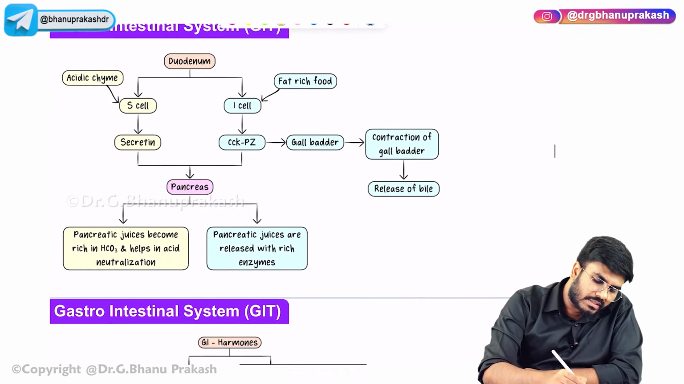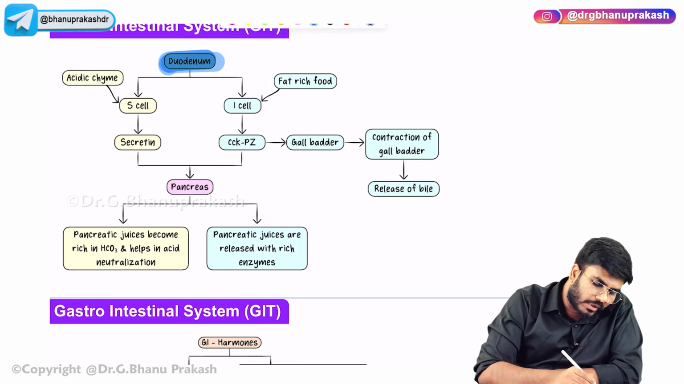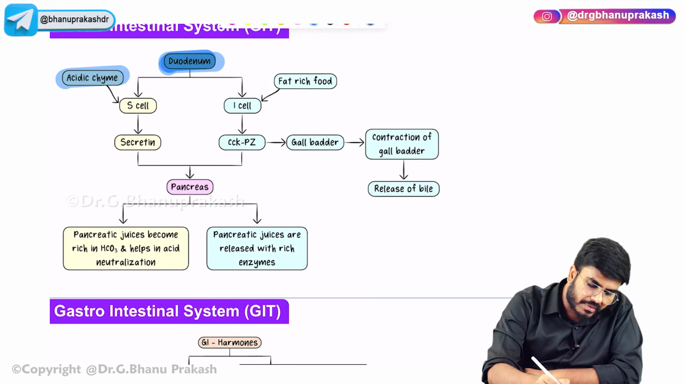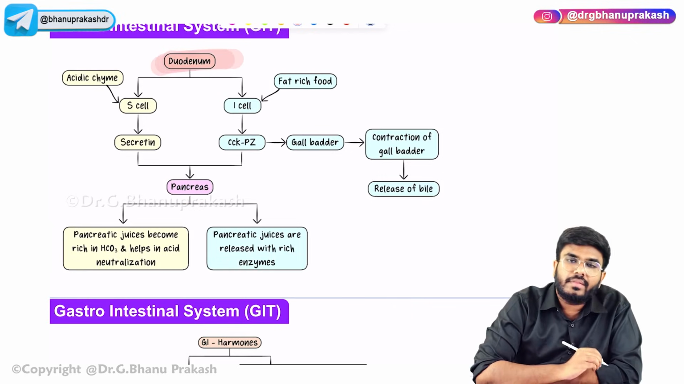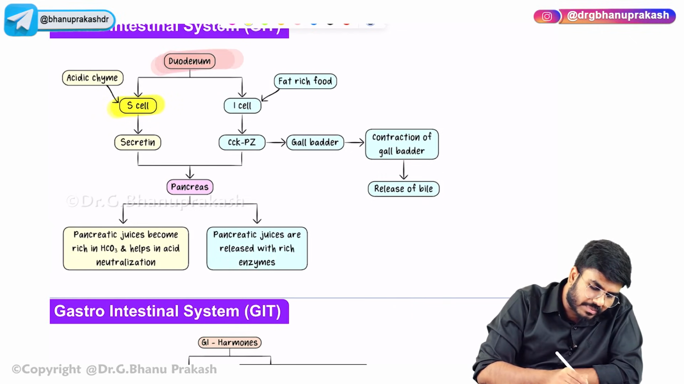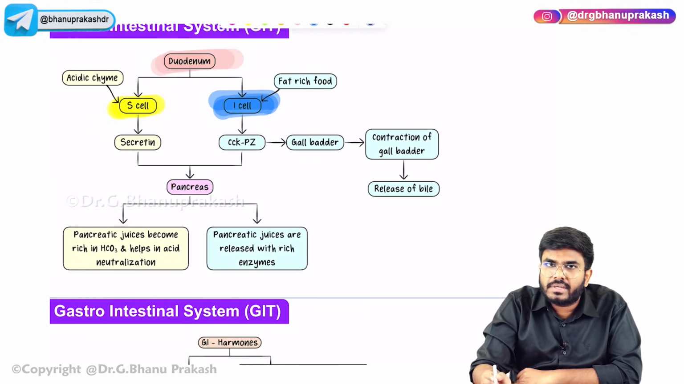Next, let's talk about some important points about the duodenum. In the duodenum there are two types of cells present: one is the S cell, the other is the I cell. S cells and I cells are both present in the duodenum.